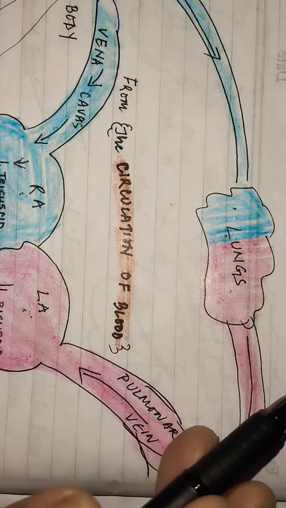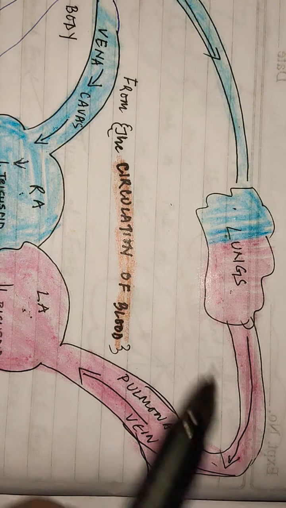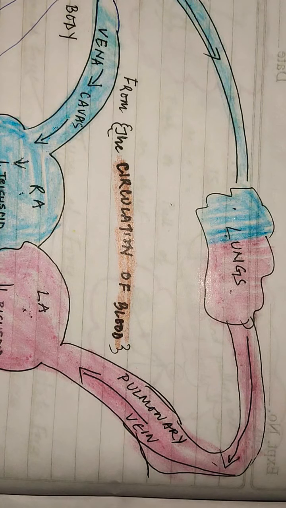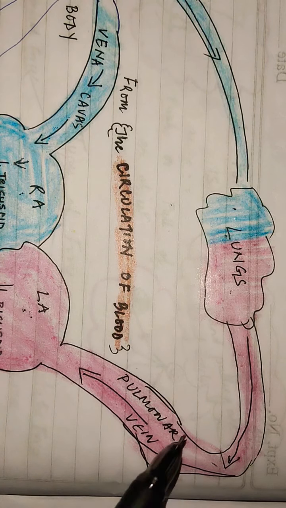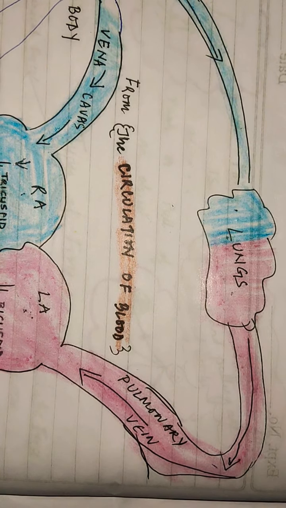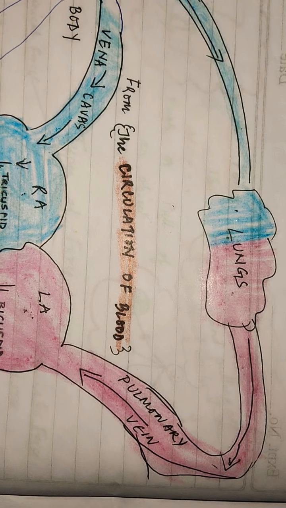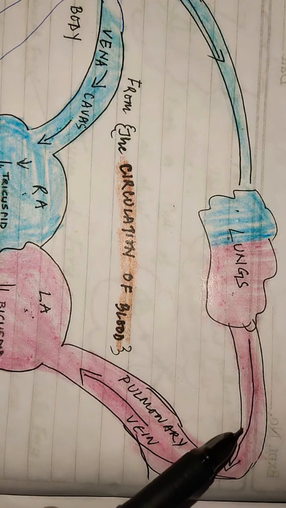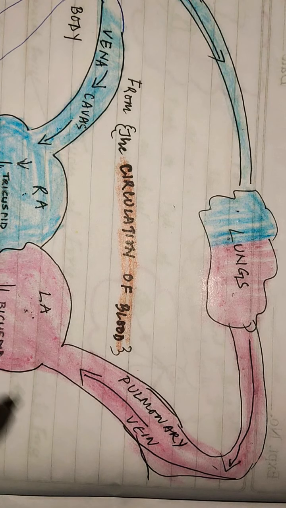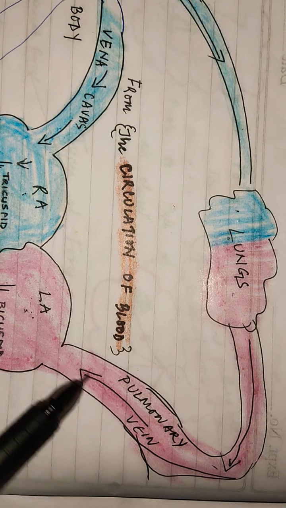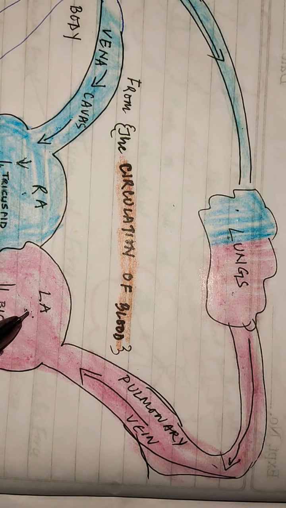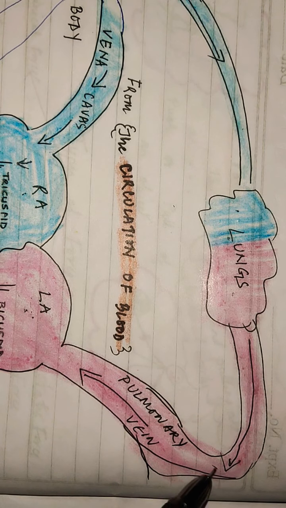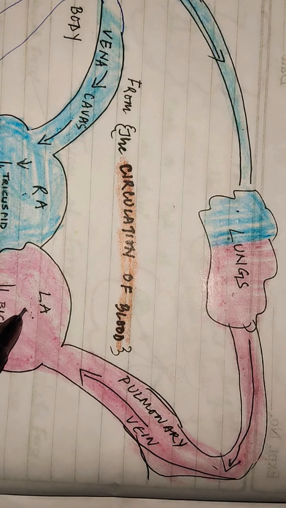Now this pink one is oxygen-filled blood and the blue one is carbon dioxide-filled blood. The pink one indicates that it is oxygen. So what happens is, after the oxygenation, the blood again flows through the pulmonary vein to the left auricle. This oxygenated blood has entered from the pulmonary vein to the left auricle.